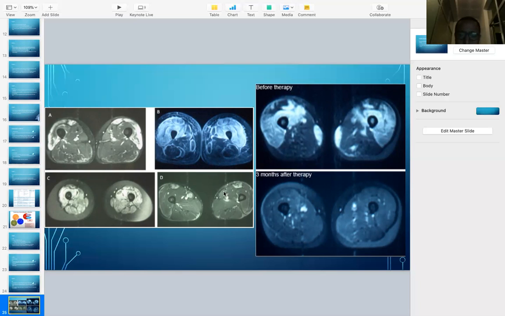And this is minimal involvement seen here. And this is the initial image, and after 3 months of therapy, as you can see, the signal intensity increment significantly improved after treatment. But we don't usually use imaging modalities for follow-up of patients.